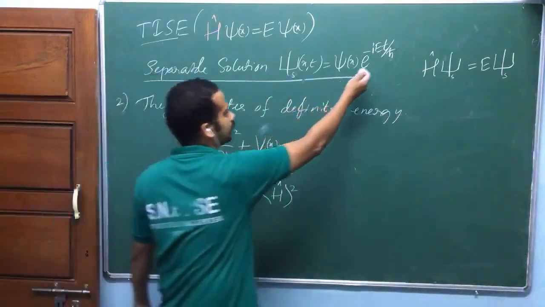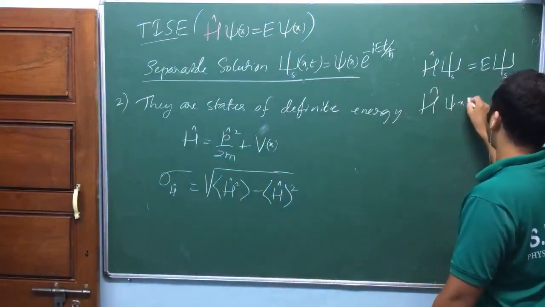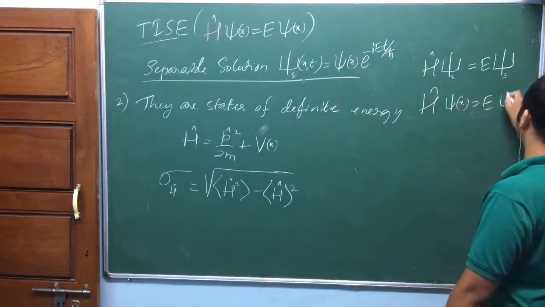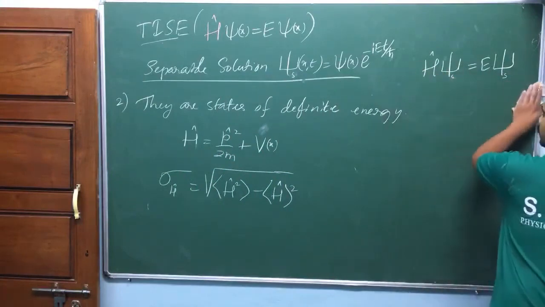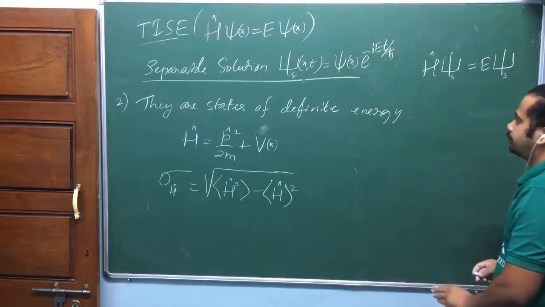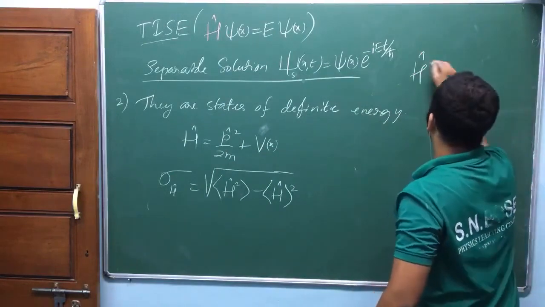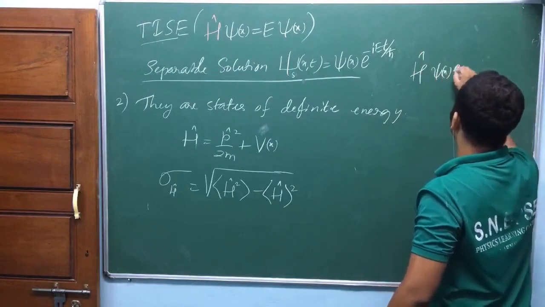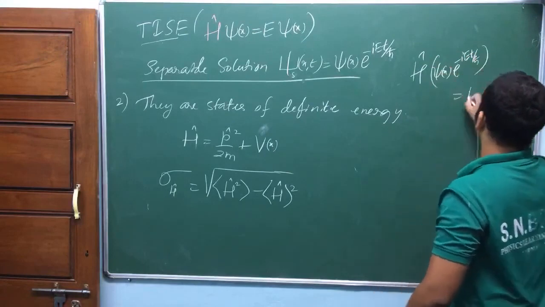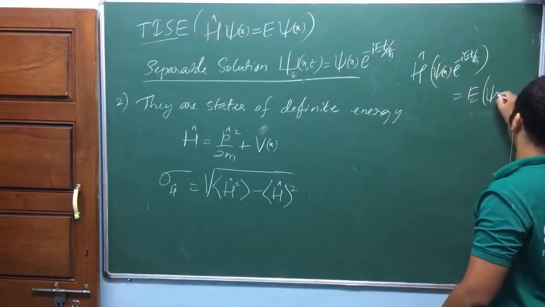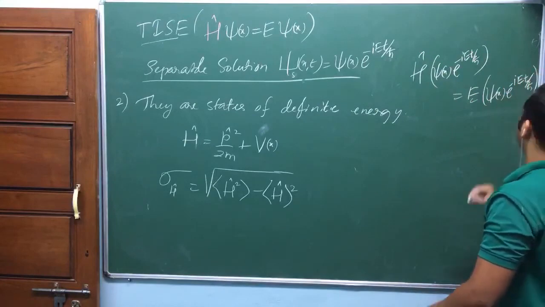Even though you put this factor, you get the same thing, because actually H cap into psi of x is equal to E into psi of x. But even if you put that factor, you get the same answer, isn't it? Can I write like this? Is that okay? H cap psi of x into e power minus i E t by h bar equals E into psi of x into e power minus i E t by h bar.